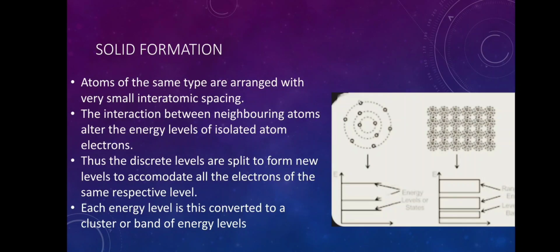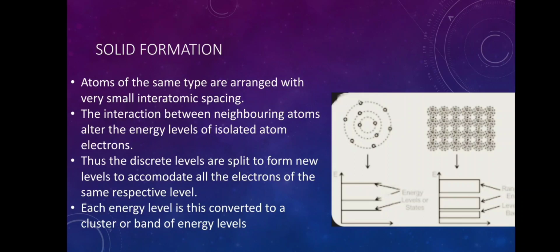Now, what is happening in a solid formation? We bring together atoms of the same kind to form a solid. They are stacked together with very little interatomic spacing, isn't it? That forms a solid. So in a solid structure, the interatomic spacing will be very small, due to which there will be interaction between the neighboring atoms, especially the electrons of the outermost orbit.